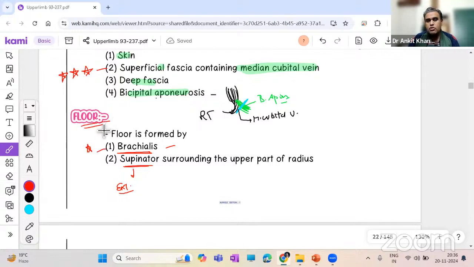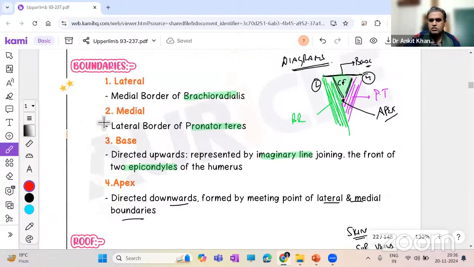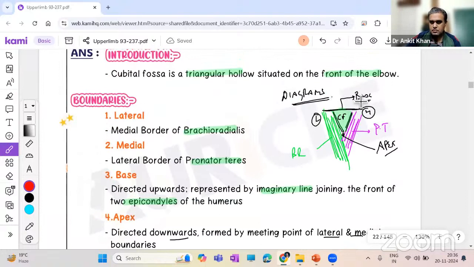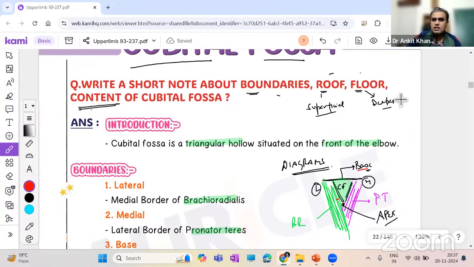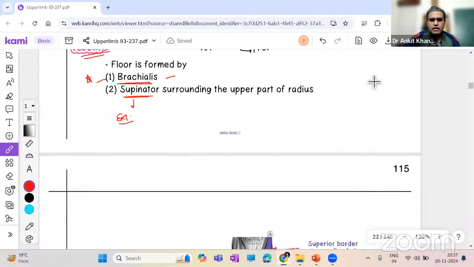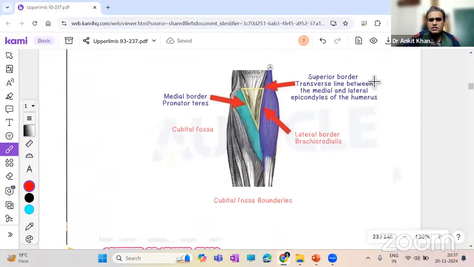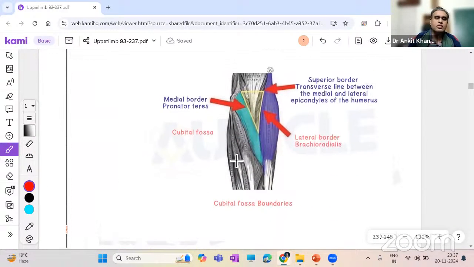Therefore, it is forming the floor, which is closer to the bone, as we have discussed over here also. The base will be over here, the apex over here, the roof part will be closer to the skin, and the floor part will be closer to where? A little deeper, closer to the bone over here. So here we have this floor. This is what we are trying to make. This region is the cubital fossa.